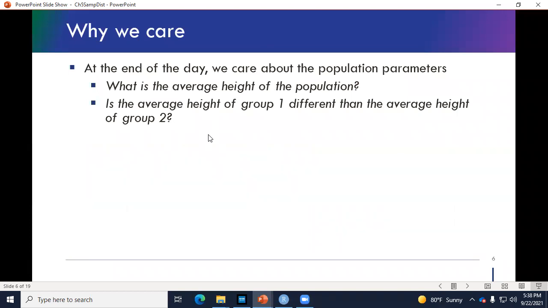So why do we care about these statistics? Because we care about population parameters. That's the way we get an estimate for the parameter of the population. For example, what's the average height of the population, and is the average height of group 1 different from the average height of group 2? That's where we would have to use statistics to make inference and try to answer this question.